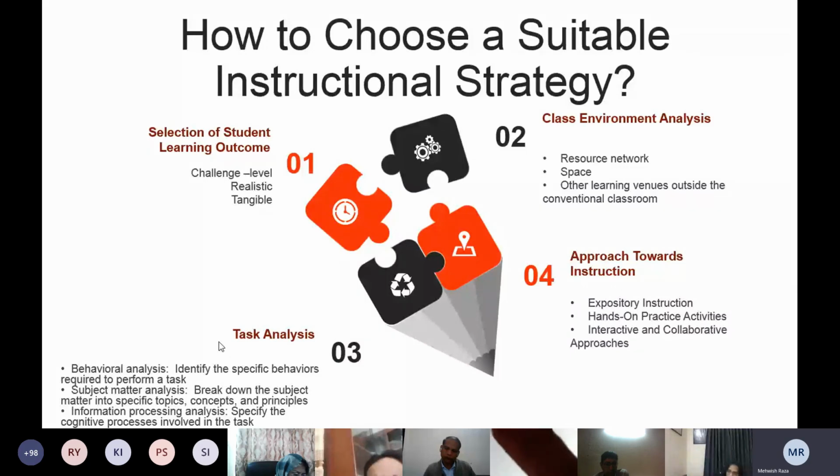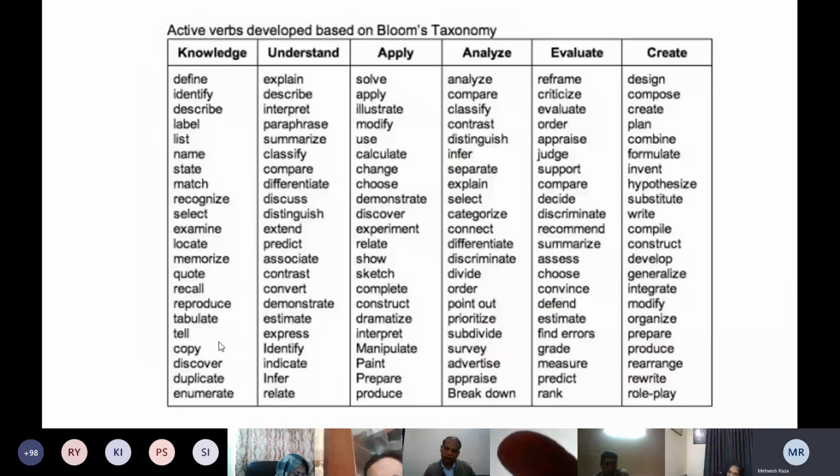What do you expect from them? I'm sure you all are aware of Bloom's taxonomy. Try to analyze the learning outcomes in the light of Bloom's taxonomy and mindfully try to engage students in the higher order thinking skills.